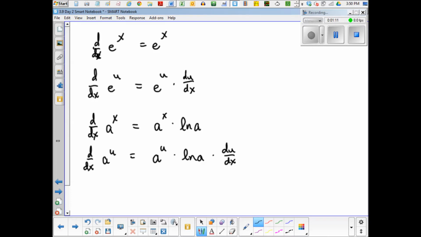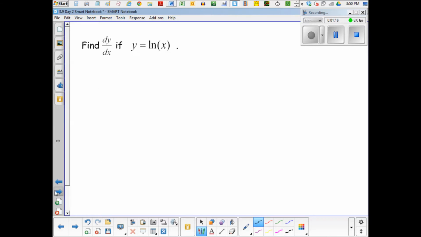Okay, so let's go on and look at our next topic. If we're going to talk about e to the x, then it stands to reason that we need to discuss ln of x. ln of x is, remember, the inverse function for e to the x. Since e to the x is a differentiable continuous function, ln of x is also, and it should have a derivative.